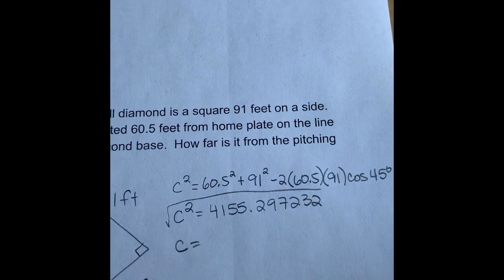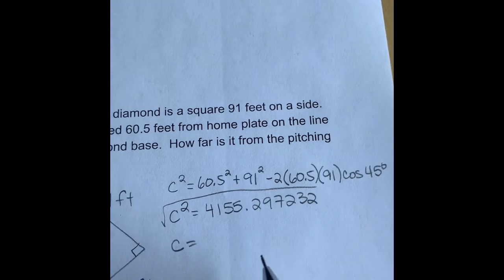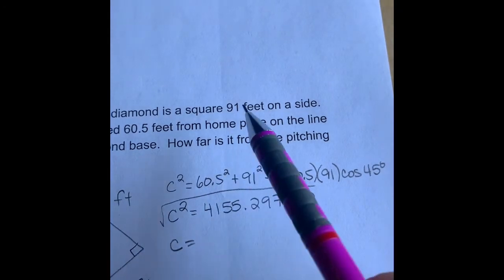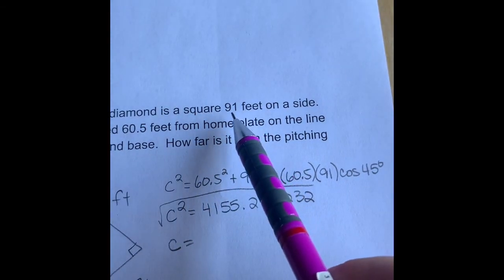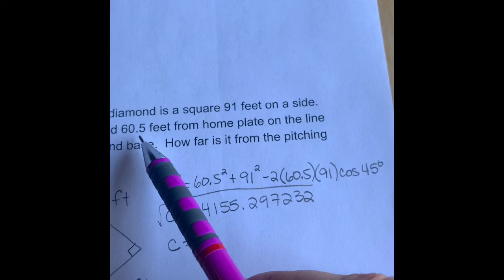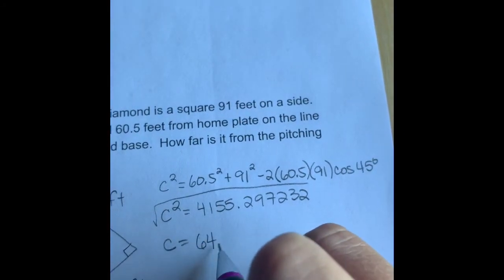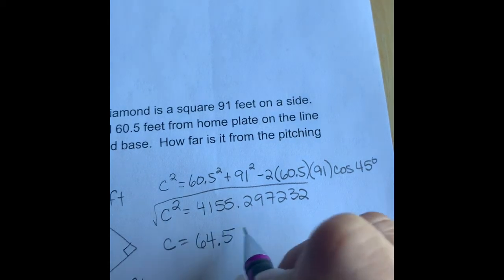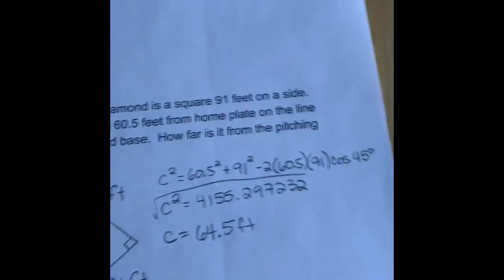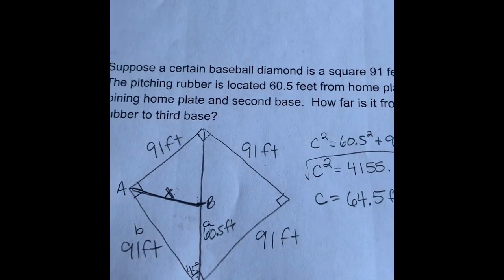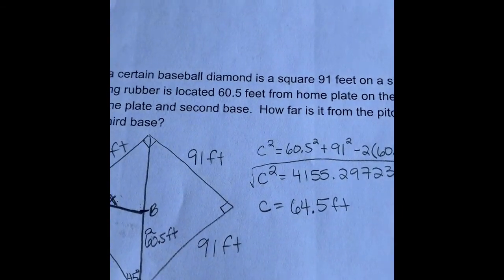So when I square root that answer in my calculator, it does not tell us how to round. Based off the information we were given, a whole foot here and a 1/10 of a foot here, let's just round to the nearest 1/10. So in your calculator, you'll have 64.5 feet for your approximate distance between the pitching mound and third base, 64.5 feet.